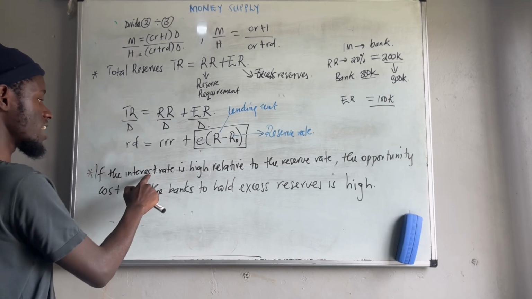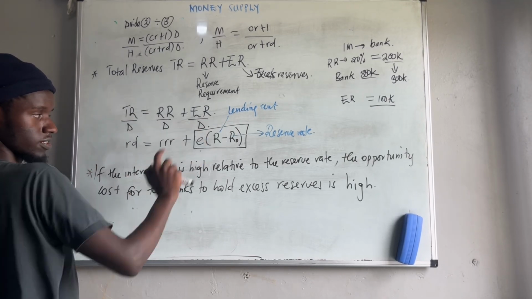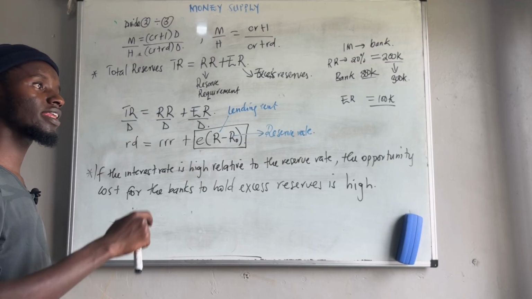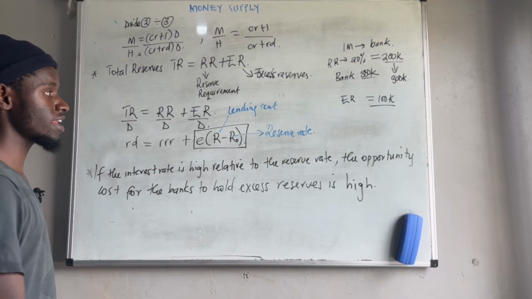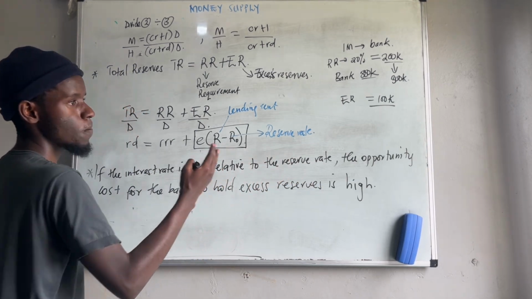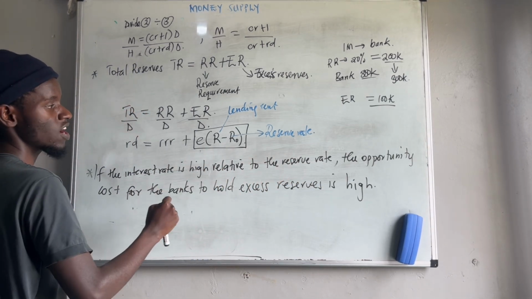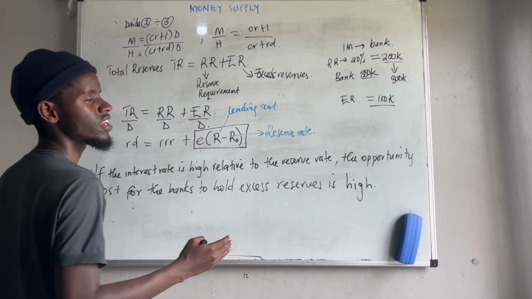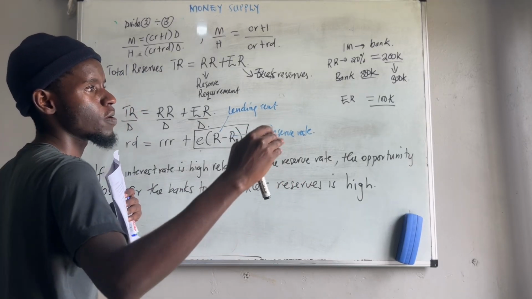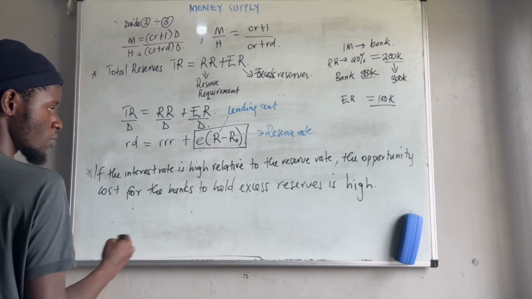If the lending rate is high, if the interest rate is high on lending, it means that the bank is making more profits by lending out money to the public. Relative to the reserve rate, the reserve rate is the rate at which commercial banks have to keep the money with the central bank. If the reserve rate is low, the commercial bank has a lot of money to lend to the public because it's keeping less money with the central bank.